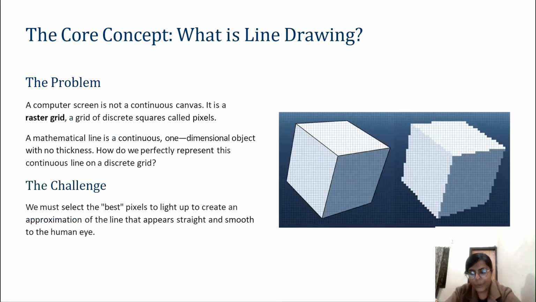Before diving into the algorithm, let's first understand the challenge. A computer screen is a raster grid made up of tiny square pixels, but a mathematical line is continuous. It has infinite points, no thickness. So the problem is, how do we display a smooth continuous line on a discrete grid of pixels? We must choose the best integer pixels that approximate the actual line. This is where line drawing algorithms come in.